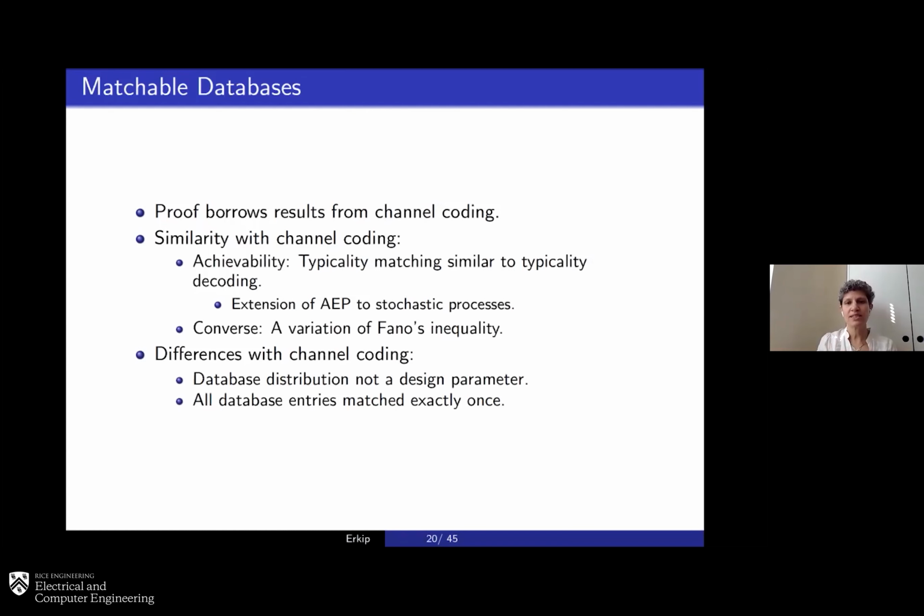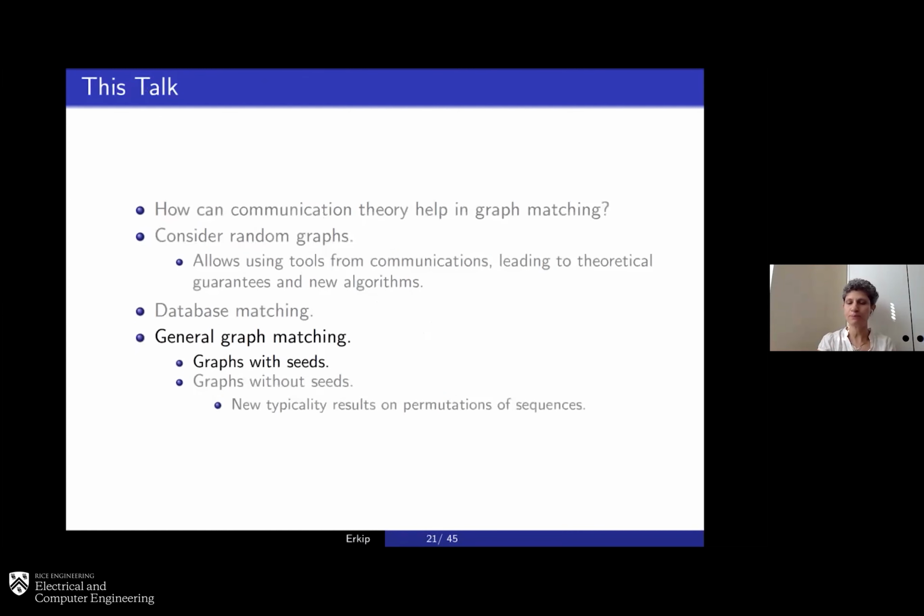Now, the difference with channel coding is that typically in channel coding, we get to design our codes. So this matrix that I showed you would be our code matrix, the database matrix. And then we get to design how we encode our bits. Whereas when we're given databases with a certain distribution, the distribution of the database is not a design parameter. We're given whatever distribution the database came with. And furthermore, we have to match each and every row of the second database to the first database, which is a little different than our channel coding problem.